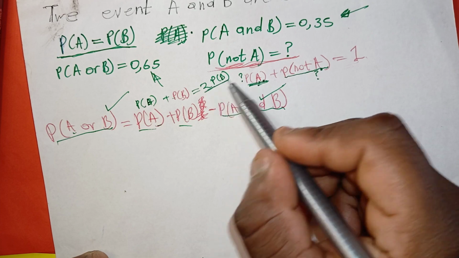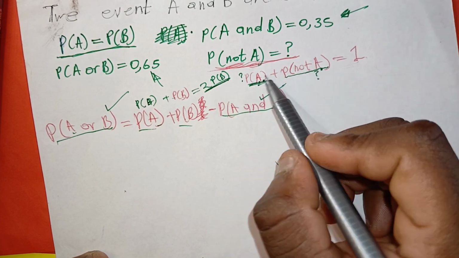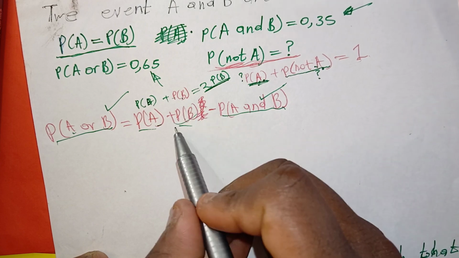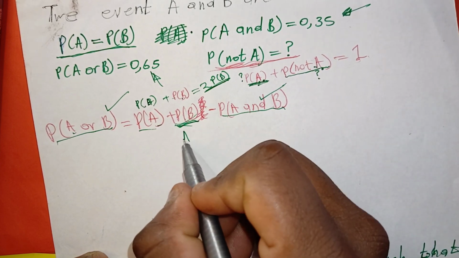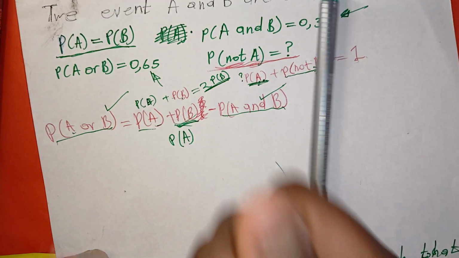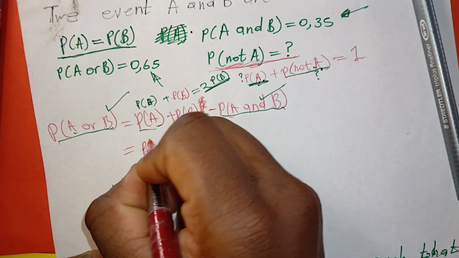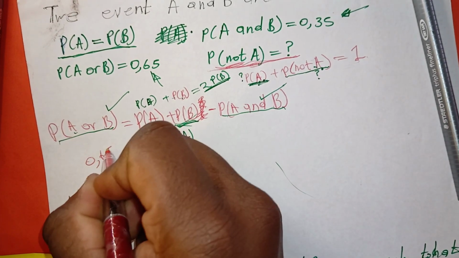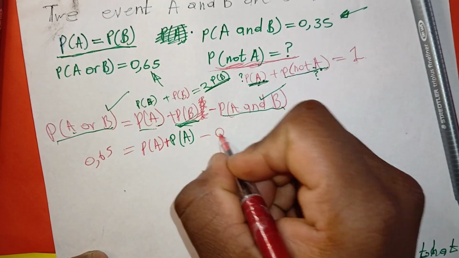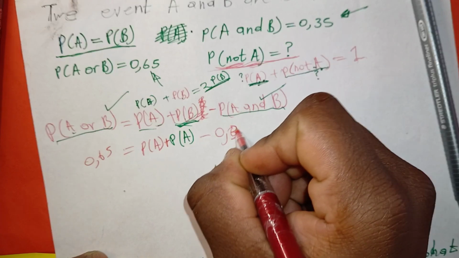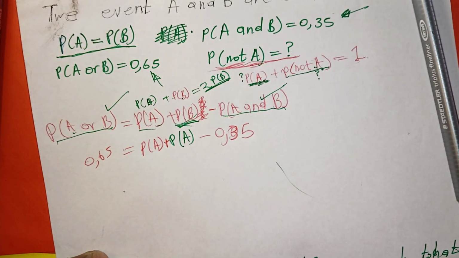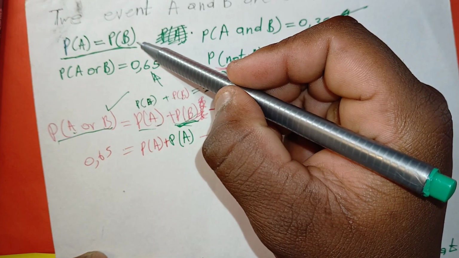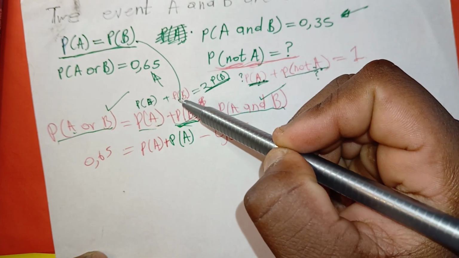And now that B won't help us with what we want to solve. So it's better to substitute A where there is B. Here I will substitute what? A. And now up here it's P(A) plus, then we know the number there, it's 0.65, and we know the number there, it's minus 0.35.